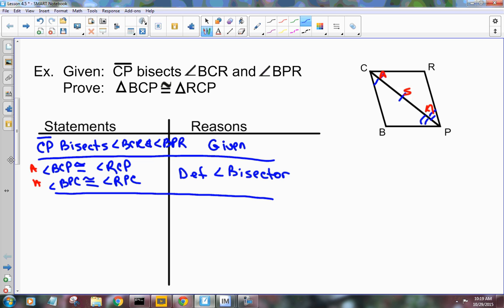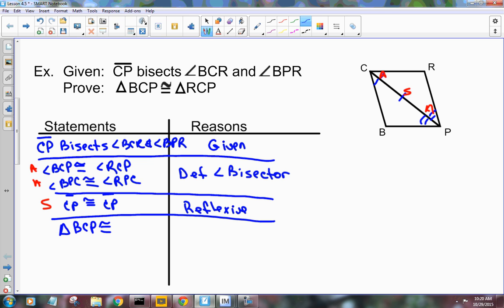And then we went to the picture and they share that side. And so we can say that CP is congruent to, how would I say the second one? CP, don't switch that one, okay? And that is the reflexive property. Okay, so that takes care of the third part, which is the side, okay? And so we said that was enough information to state the triangles are congruent. So I'm going to say that triangle BCP is congruent to triangle RCP. And what was my reason again? ASA.